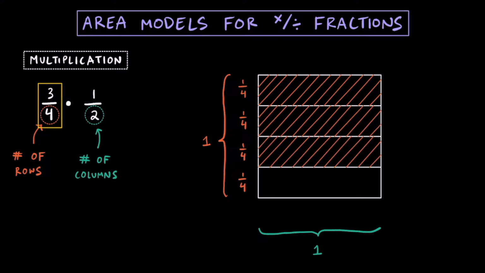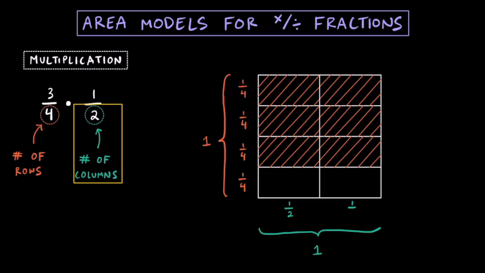Now that we're done dealing with the rows and we've shaded in 3/4 of the square, let's take a look at the columns and create 2 of them since the denominator is 2. Drawing 1 line down the middle, we've now separated this square into half on the left and half on the right. While we have 2 columns, remember that the fraction we're dealing with is 1/2, so we need to shade in just 1/2 of these columns.